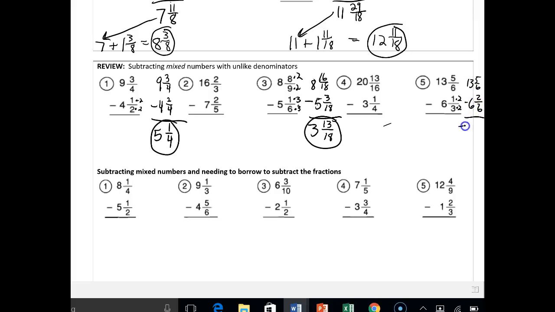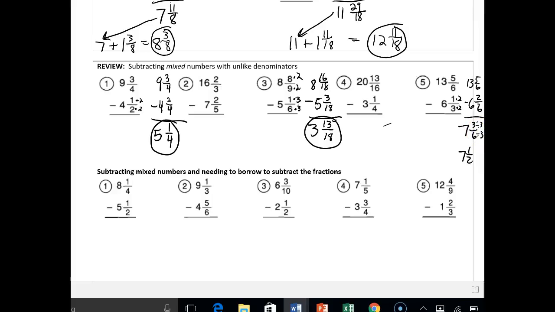So 13 minus 6 is 7. 5 minus 2 is 3 sixths. This has to be simplified because while it's still a proper fraction, I can reduce 3 sixths, and that becomes 7 and 1/2. How did I do that? I divided both of those by their common factor of 3.